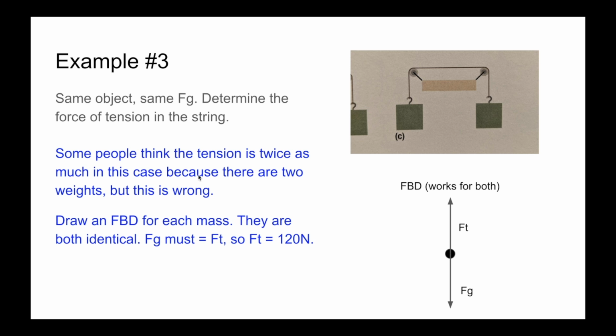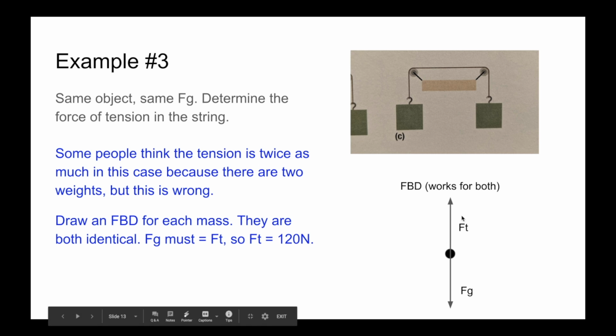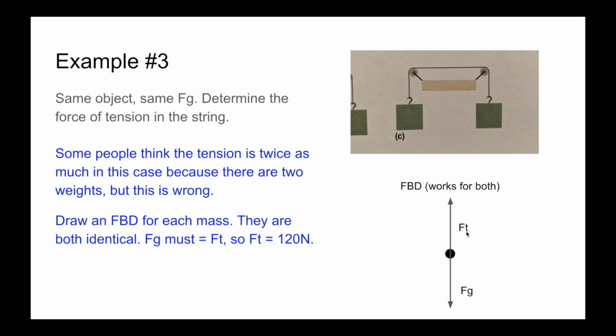Let me just point out, some people think the tension is twice as much in this case because there are two weights, but this is wrong. And you just need to look at the free body diagram to understand that. If the force of tension was twice as much because there were two weights, then there would be a net force upward. It would be greater than the force of gravity and would cause the block to accelerate upward. But if that was the case, it doesn't make sense for both blocks to accelerate upwards simultaneously. That just wouldn't happen. So that's wrong.